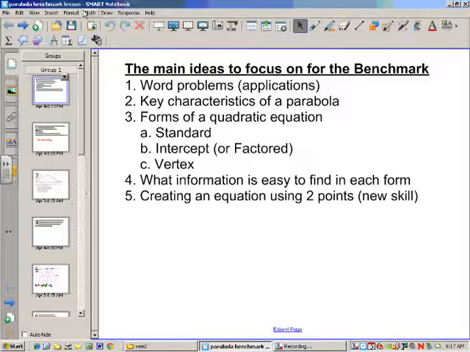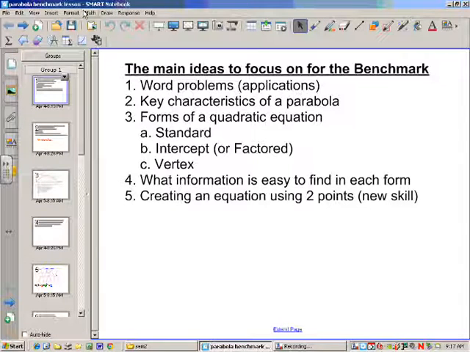Another type of question is forms of quadratic equations. There are three different forms we work with, and all three provide information more readily for specific applications. Standard form is especially useful for the y-intercept, and we can tell how the parabola opens. Intercept form, sometimes called factored form, again can help us see if it opens up or down, but also shows the roots or zeros or x-intercepts. Those are all the same thing.